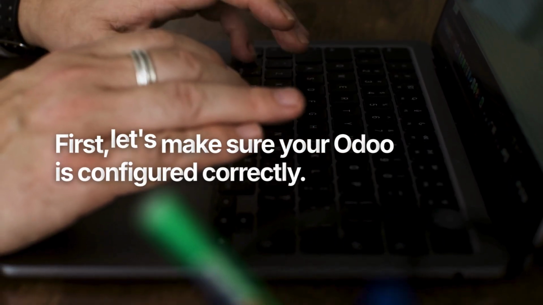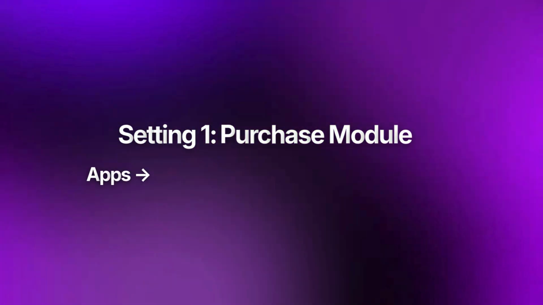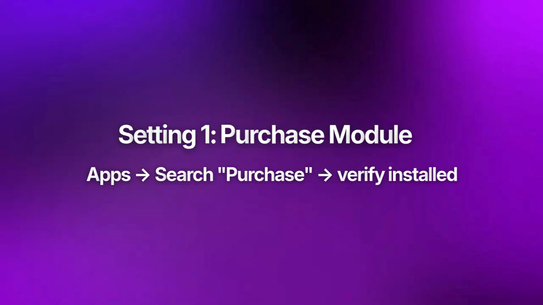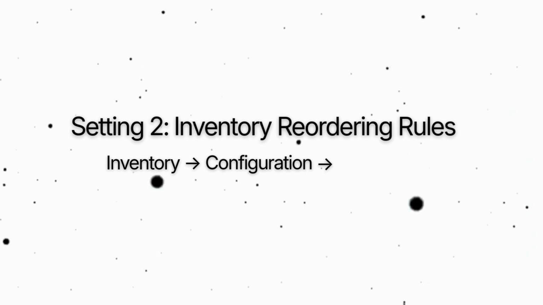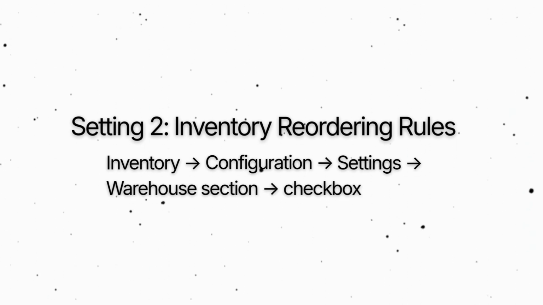First, let's make sure your Odoo is configured correctly. There are two settings we need to enable. Setting 1, Purchase Module. Go to Apps. Make sure the Purchase Module is installed. If you see Install instead of Installed, click it. Setting 2, Inventory Reordering Rules. Go to Inventory, Configuration, Settings. Under Warehouse, enable Reordering Rules.